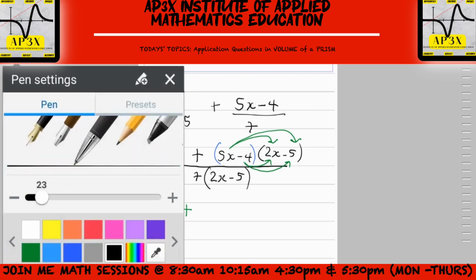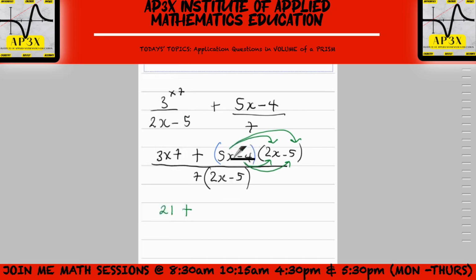Okay? So then, let's go ahead and distribute. 5x multiplied by 2x will give us 10x squared. 5x multiplied by minus 5 gives us minus 25x. Moving on to the next term, minus 4 times 2x gives us minus 8x. And of course, minus multiplied by minus is positive. 4 times 5 is 20. Once again, everything here will be all over 7 open bracket, 2x minus 5.